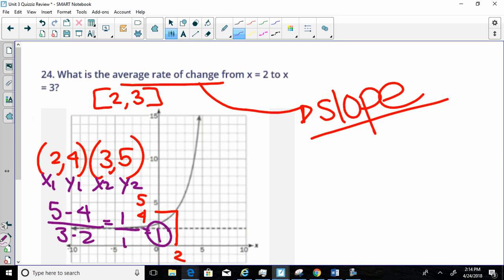I couldn't see the line and that actually wasn't right. At 3, my eyes are blind right now. It's at 6. See? At 3, it's actually at 6. So this number right here should be 6.